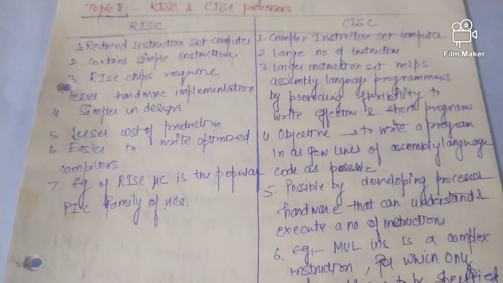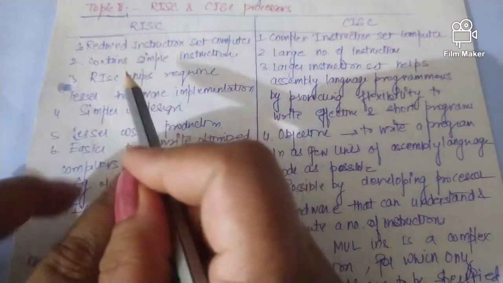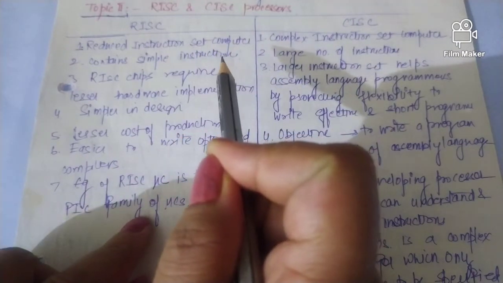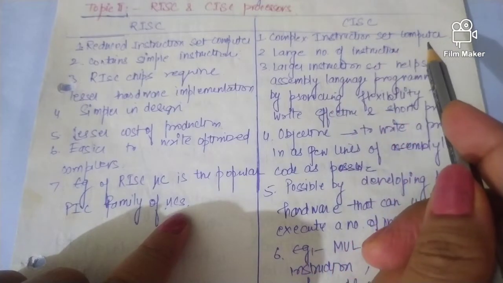So today I'm going to tell you about the difference between RISC and CISC processors. First of all, what does RISC stand for? It stands for Reduced Instruction Set Computer, right? And CISC stands for Complex Instruction Set Computer.